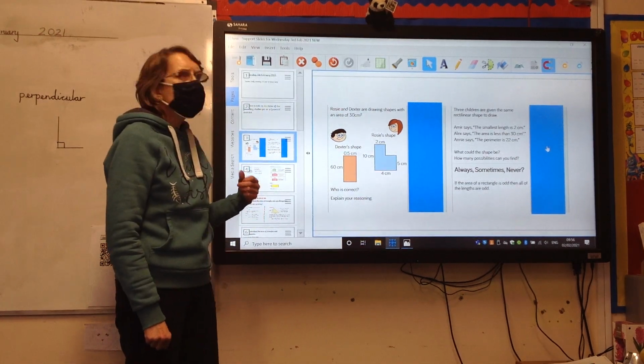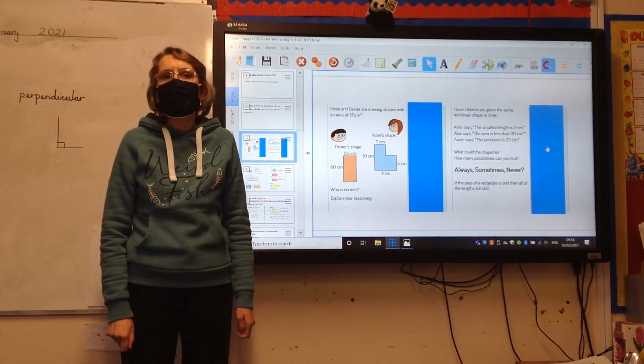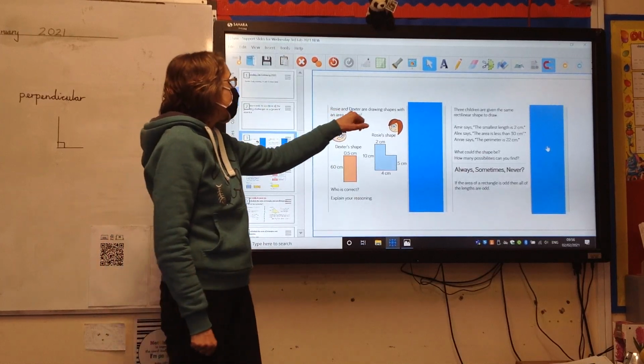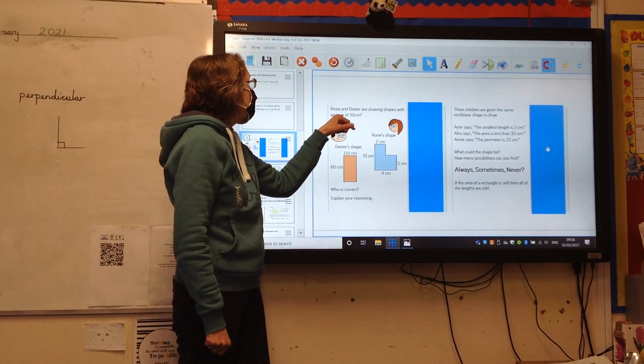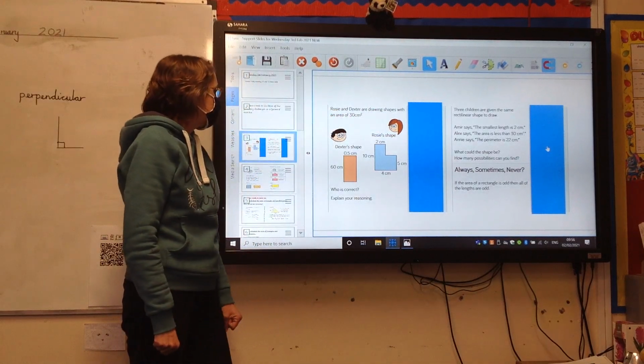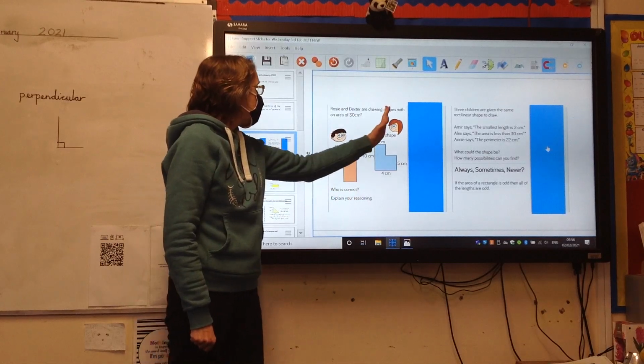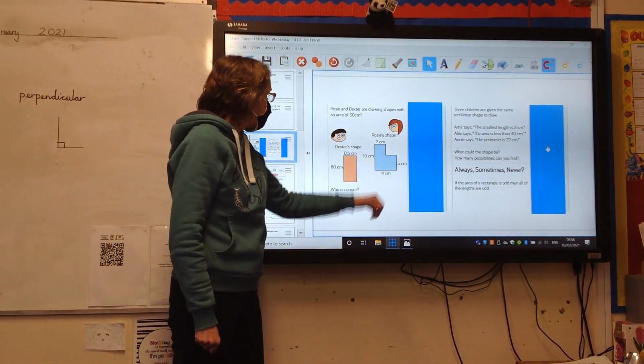In our lesson, we're going to just recap on what we've done so far on area, make sure that we really understand it. So, Rosie and Dexter are drawing shapes with an area of 30 centimetres squared. There's Dexter's shape, nice rectangle there. There's Rosie's shape, she's drawn a compound shape.